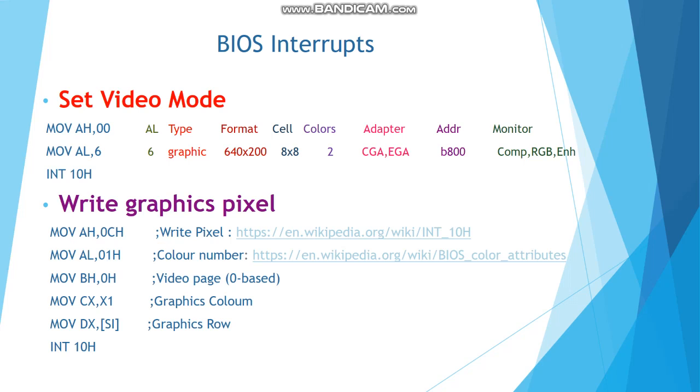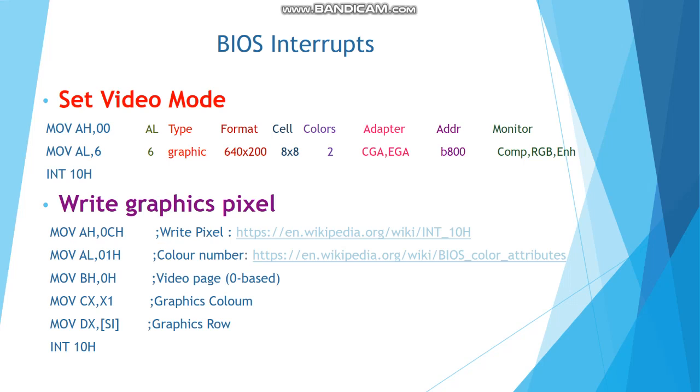The page value we need to mention in BH. The CX represents the x coordinate value, and DX is nothing but the y value, along with the INT 10H. So when we are executing this function in a program, then one pixel is written on the screen. So this is all about the BIOS interrupt that we need to study.